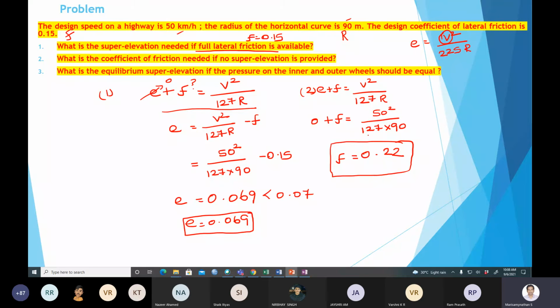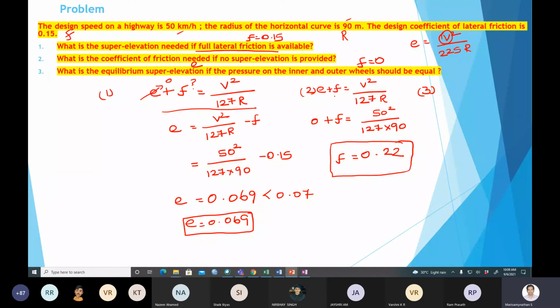Then the third one, what they are telling is: what is the equilibrium super elevation if the pressure on the inner and outer wheels should be equal? Okay, so the same conditions only. What they are mentioning is that the inner and outer wheel pressures are equal, the friction is nullified, so they are telling that the friction becomes 0. What will be the super elevation value?